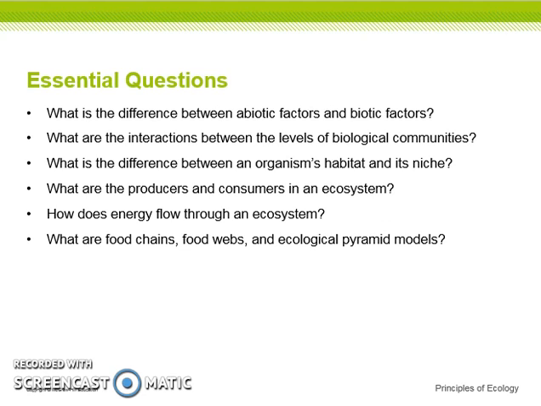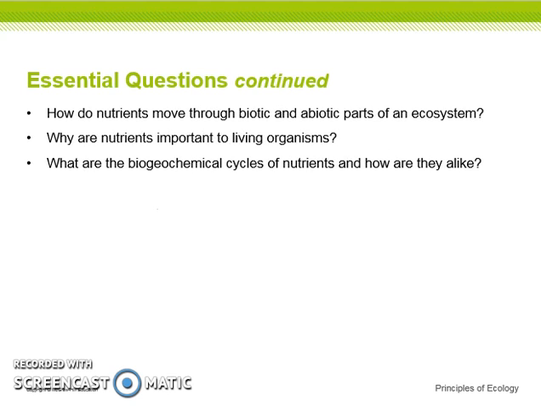What are food chains, food webs, and ecological pyramid models? And I would add, and what are the differences? How do nutrients move through biotic and abiotic parts of an ecosystem? Why are nutrients important to a living organism? And finally, to close the chapter, what are the biochemical cycles of nutrients and how are they alike?